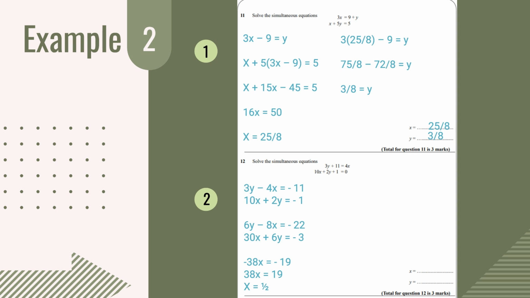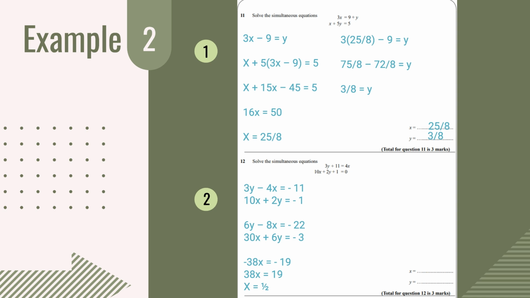But we can make our own common variable here. We can either times 10x and 4x to get them to a common variable. We can times 3y and 2y to get a common variable. So a common variable of 3y and 2y is 6y. If we times 2y by 3, we get 6y. If we times 3y by 2, we get 6y.